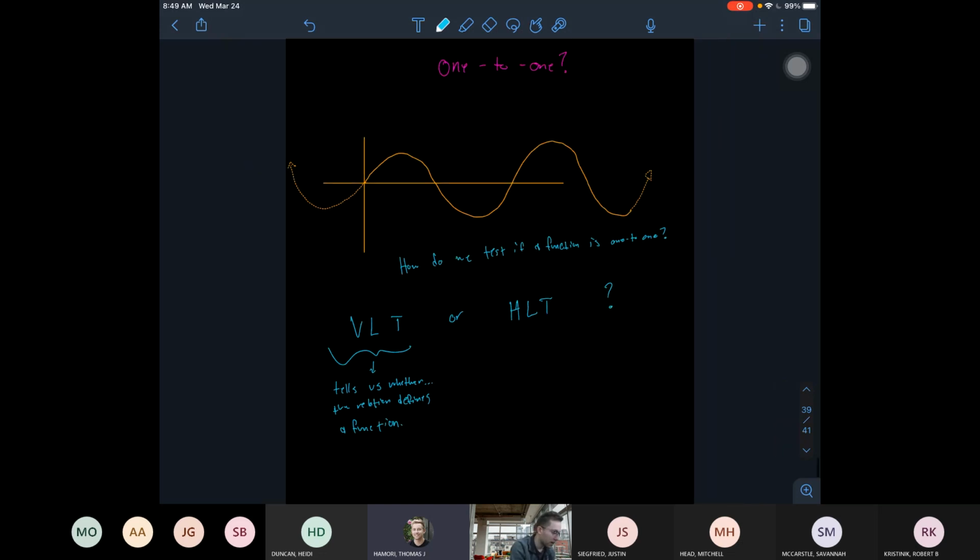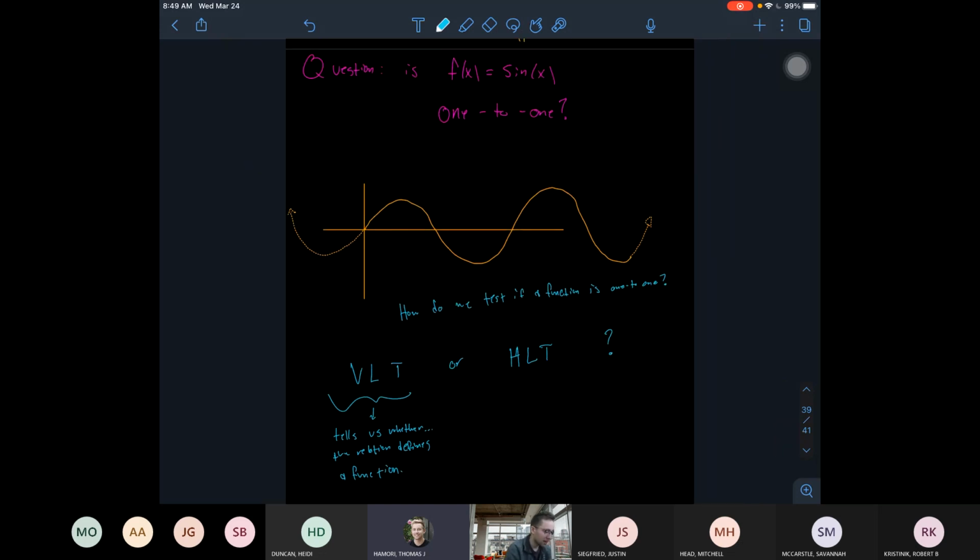Okay, and I've already sort of glossed over the fact that sine of x is going to be a function. I've been referring to it as a function for a while now. But you can see that it surely does pass the vertical line test. If we move our vertical line left and right, it's only ever going to cross the graph of sine of x at one point.